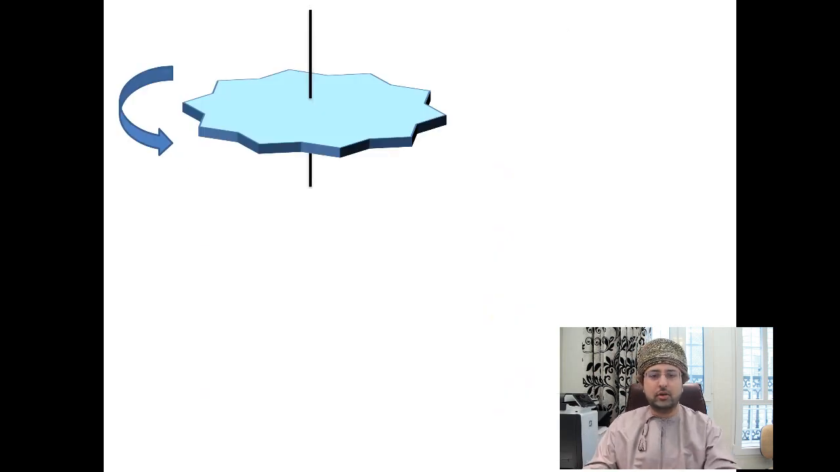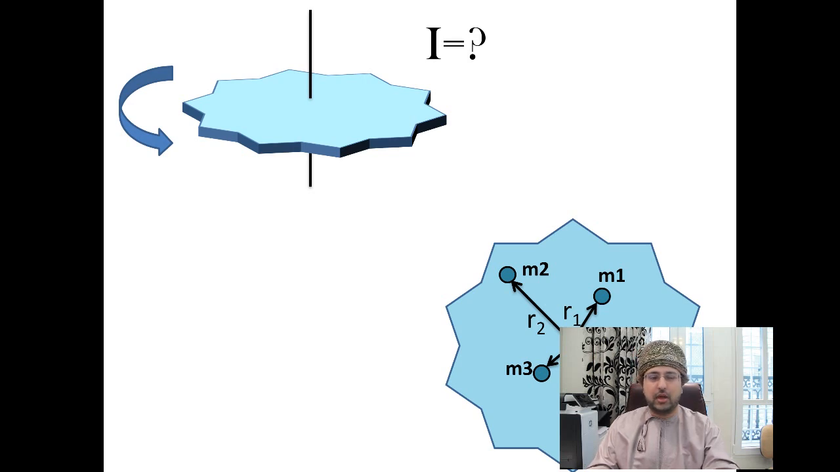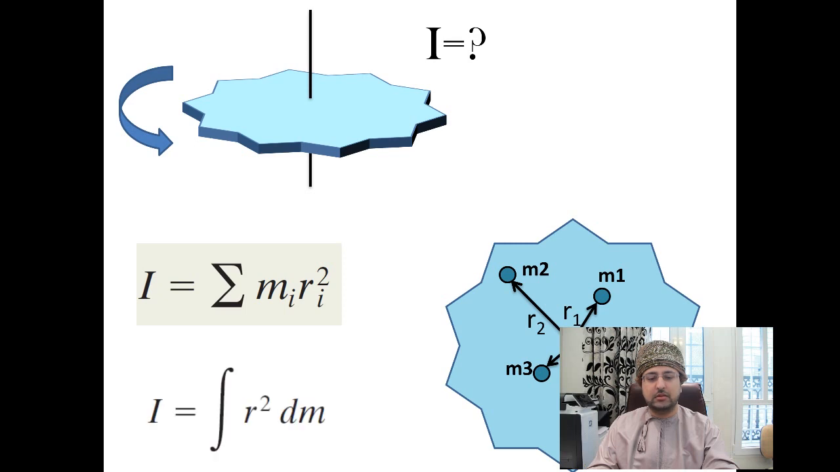Okay, let's take a look at the same object we've been looking at. Now here's the thing. How do I calculate I? It's not a regular shape, it's weirdly shaped. I can do mi ri squared and add them all up, but it's going to be very, very troublesome. Instead, an easier way is, as usual, integration. I is the integration of r squared over each tiny mass dm.